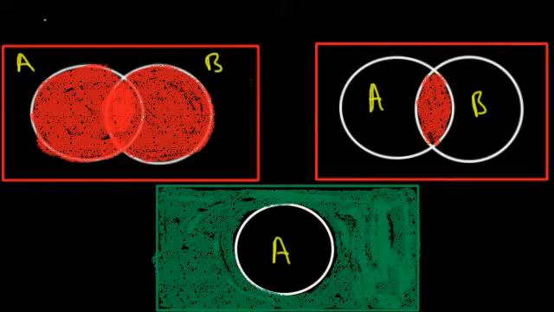So for the first diagram, the region that is being shaded is A union B. It can also be read as A or B, that is, all the elements in A or B. So you just combine both of them together. Now let's focus on the second one.